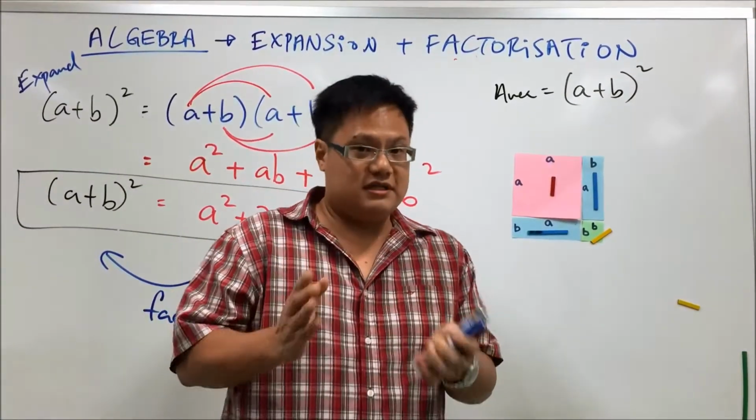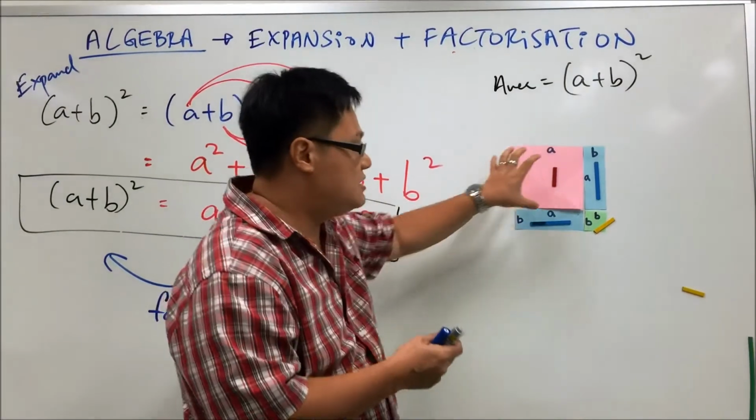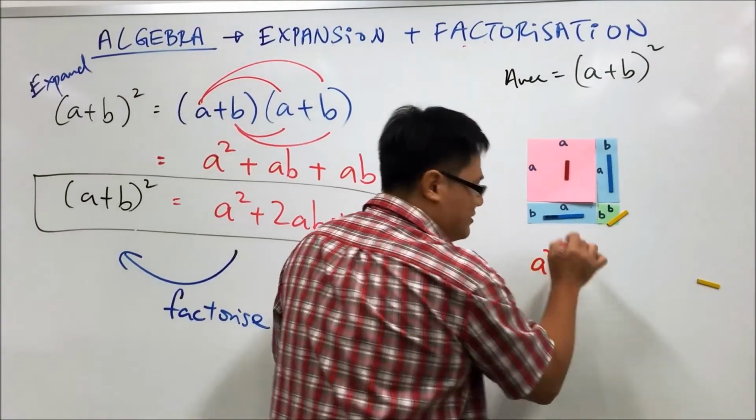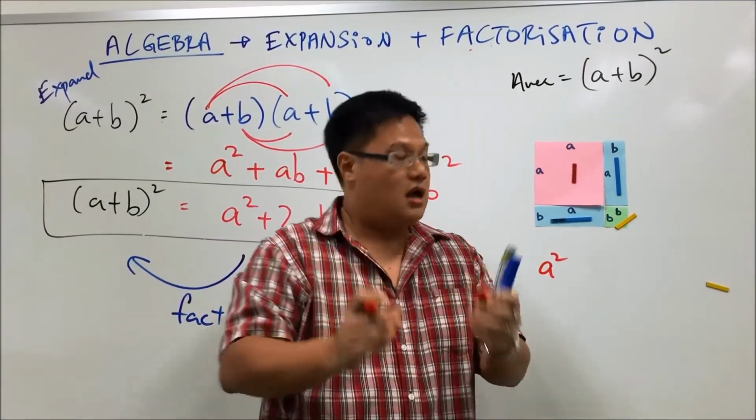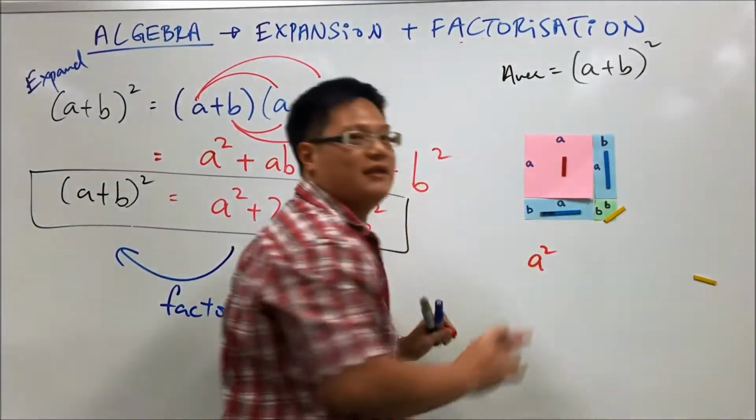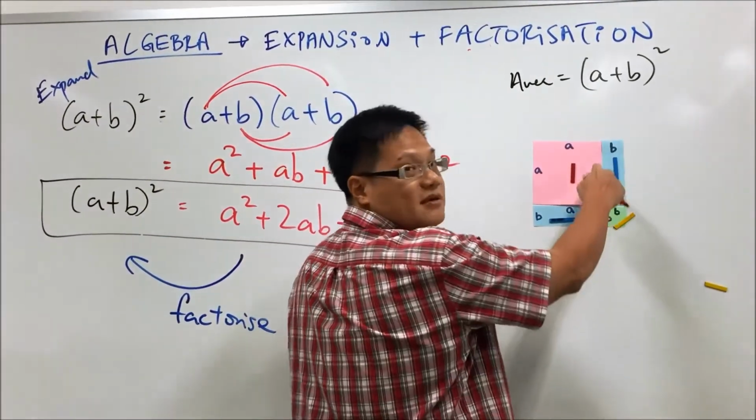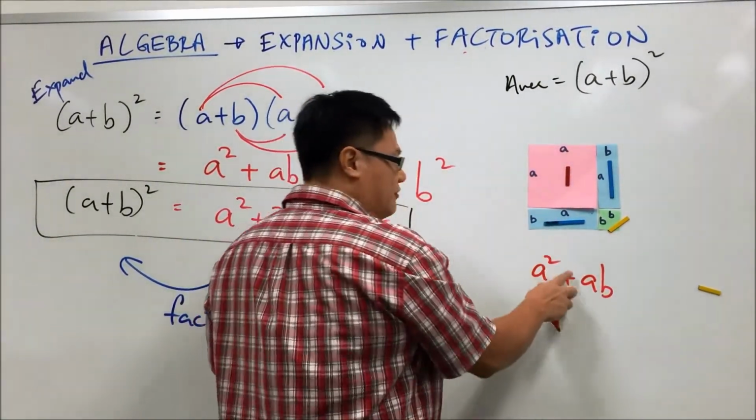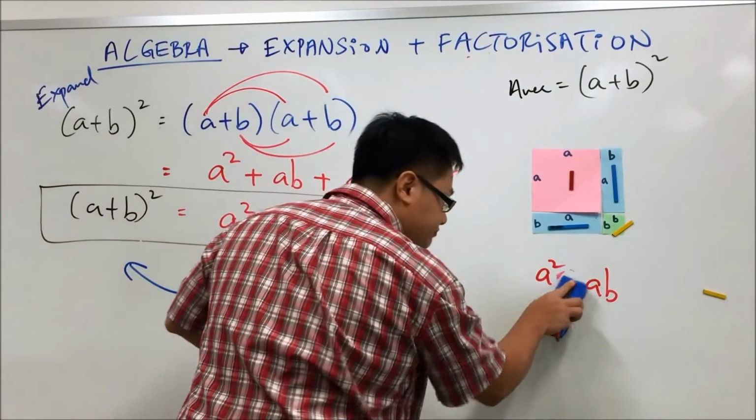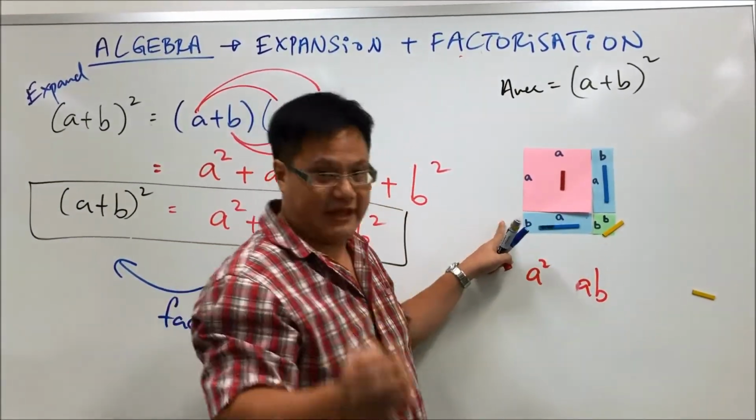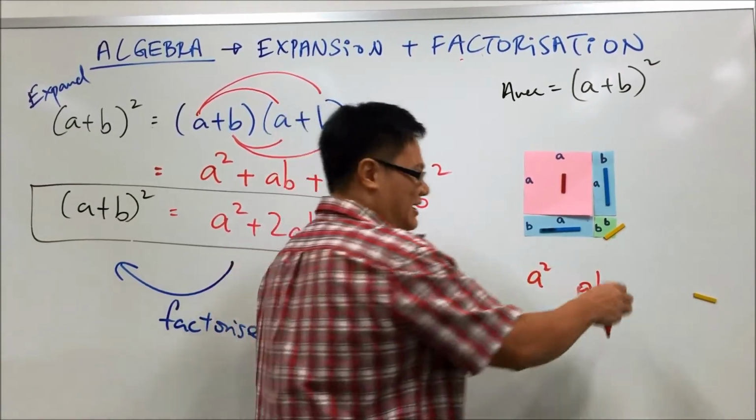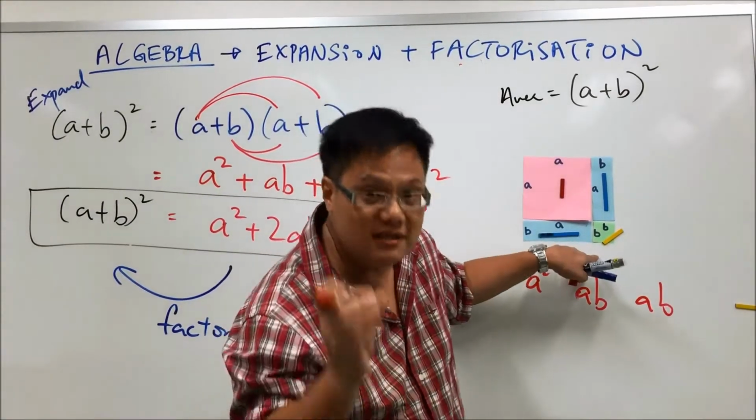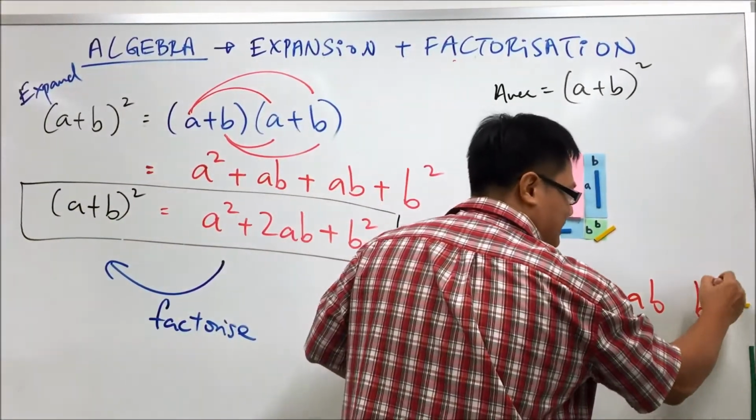If I ask you the area of this red square, you will tell me it is A squared. What is the area of this blue strip? It will be A times B, because the area of a rectangle is length times breadth. What is the area of this horizontal rectangle? It will be B times A, which is also AB. What is the area of this little green square? It will be B squared.